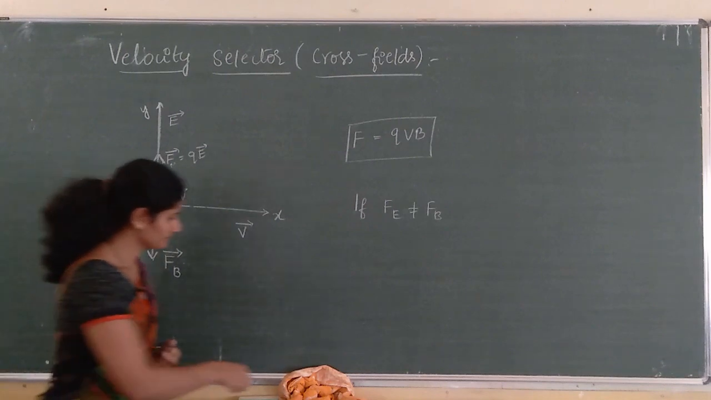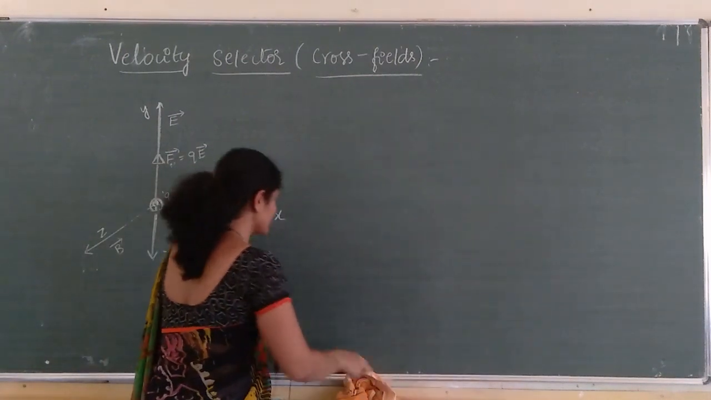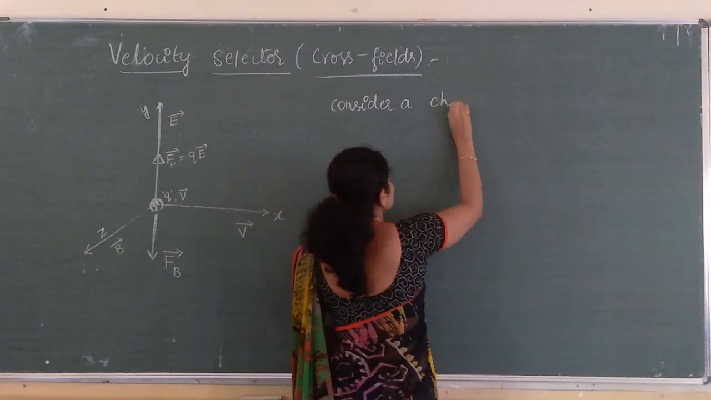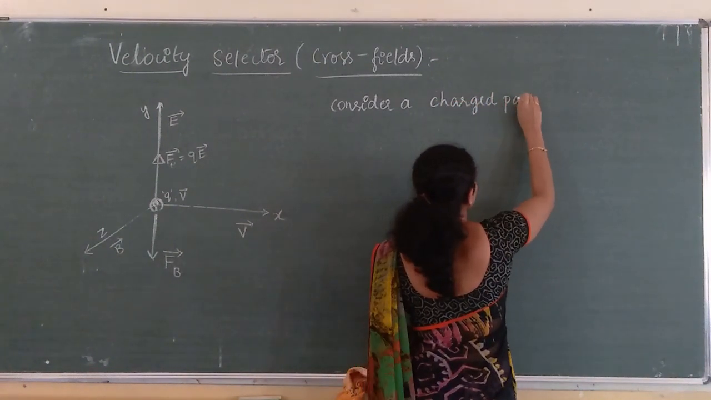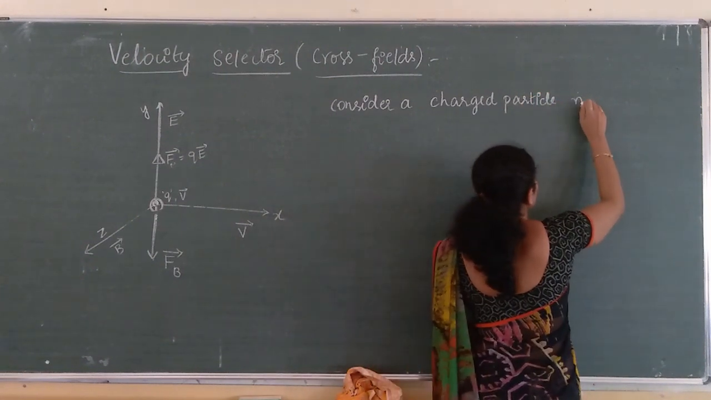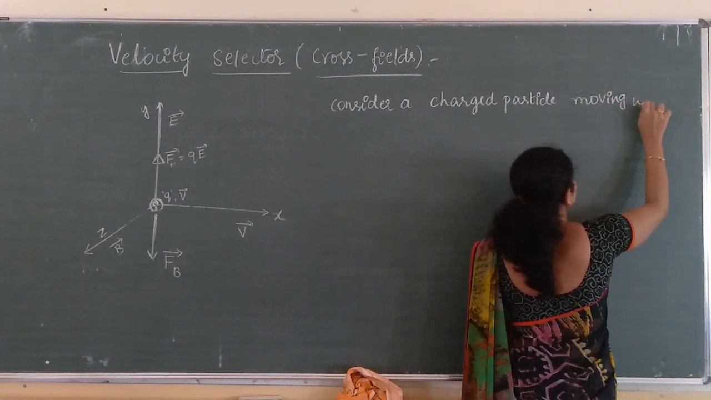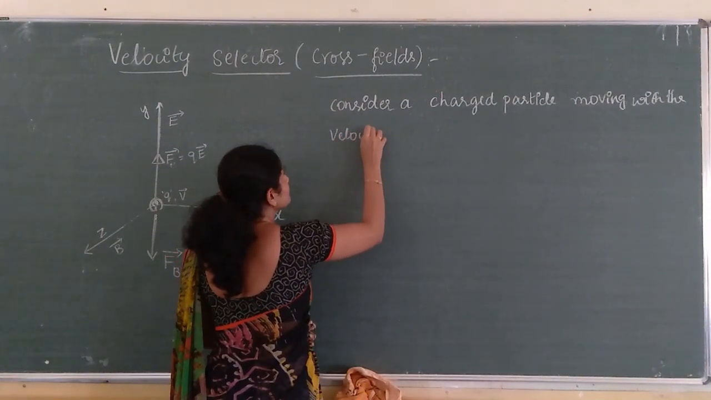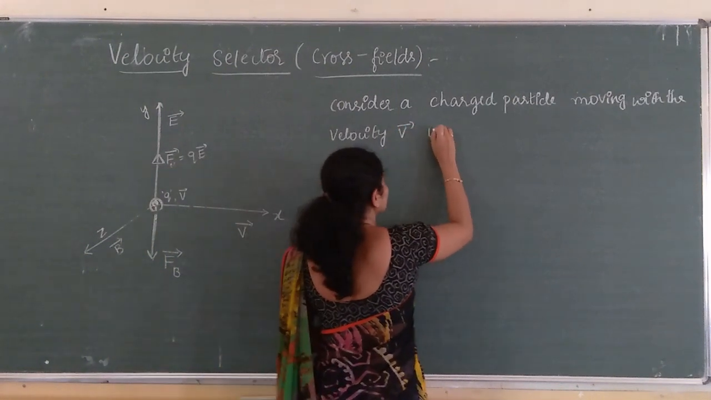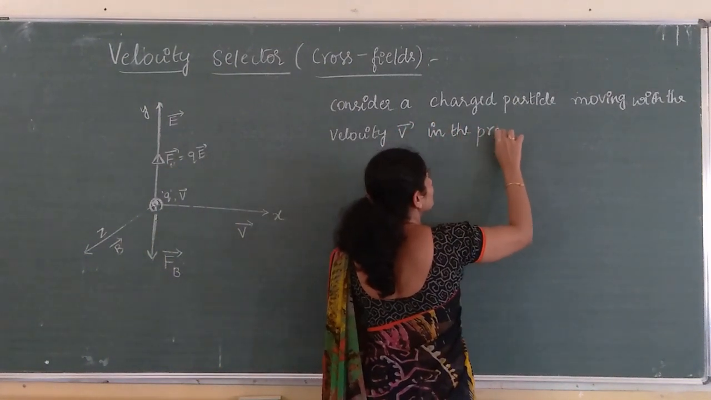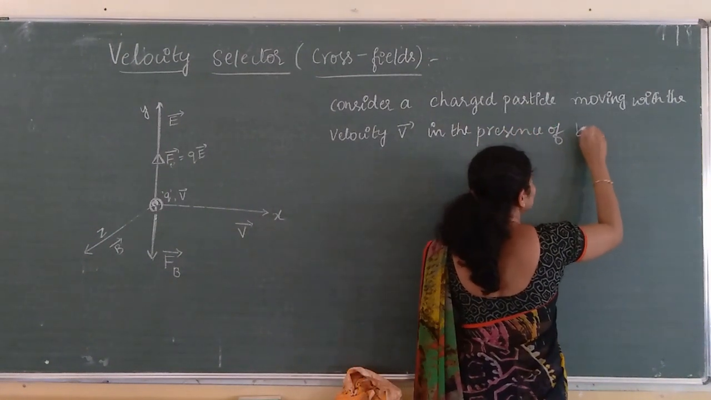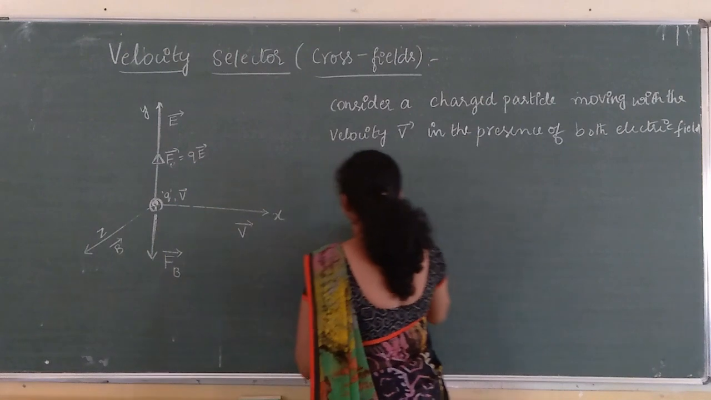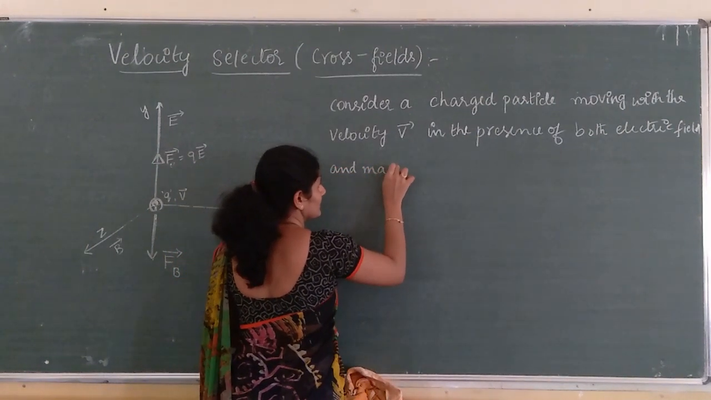I will write here: consider a charged particle moving with the velocity V in the presence of both electric field and magnetic field.